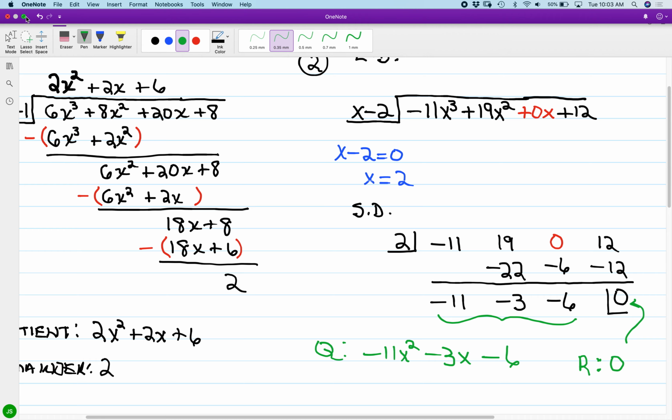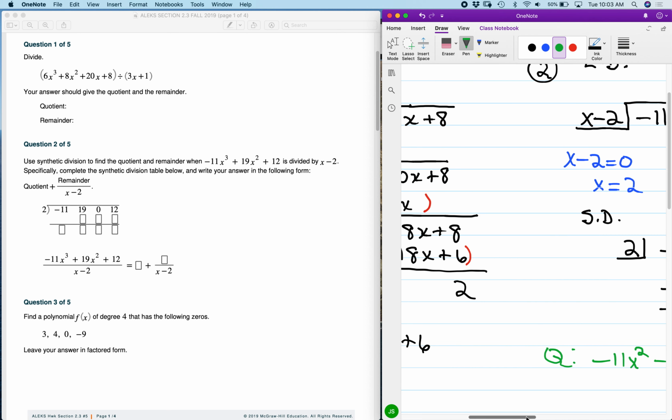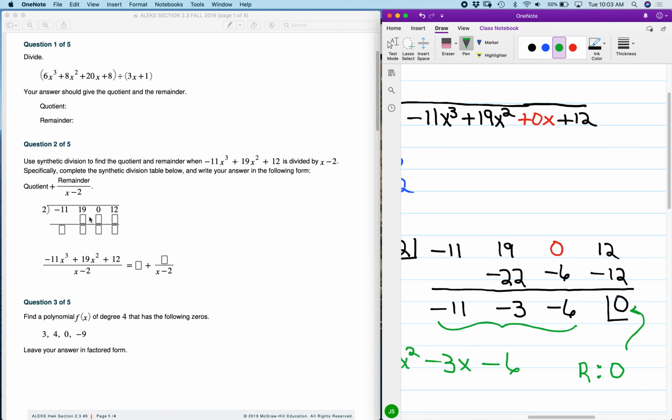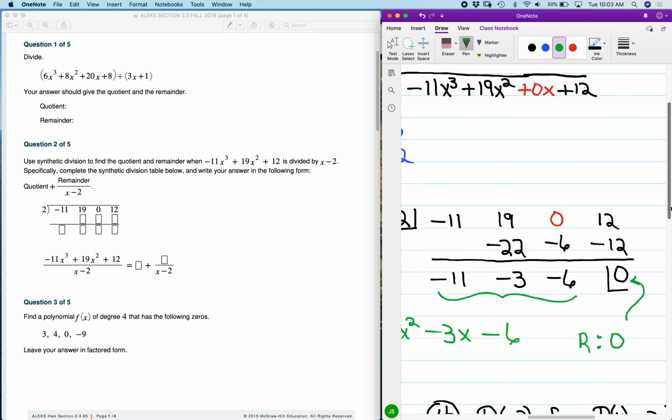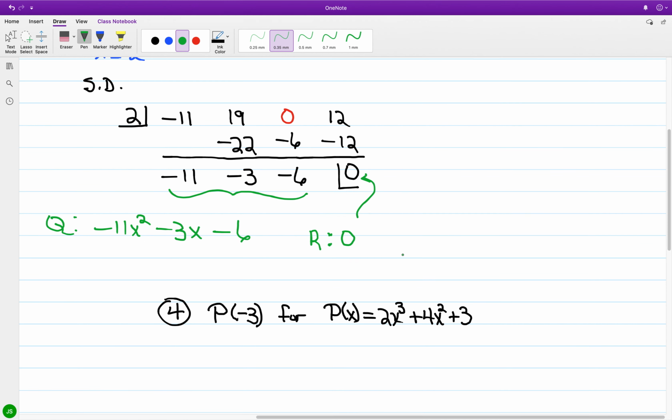And now in terms of what we have to fill in, we have the boxes filled in: negative 11, negative 22, negative 3, negative 6, negative 6, negative 12, and 0. Now for the boxes at the bottom, what would happen in this particular case is that you have the quotient plus the remainder. So for this display, you have negative 11x squared minus 3x minus 6, and you have plus 0 over x minus 2.